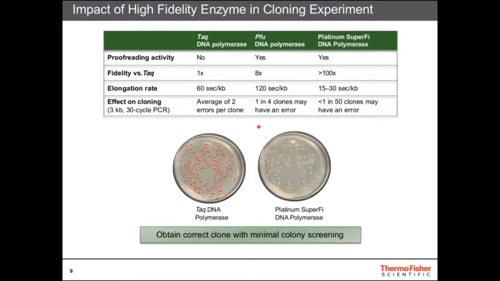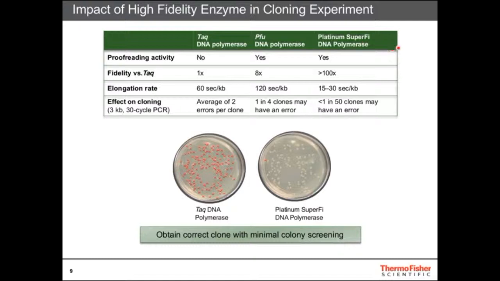Another high fidelity polymerase that's on the market is Pfu. It has an 8-fold fidelity increase over Taq, but as you can see, because it is a true proofreader, it has a very low processivity rate because it's very slow as it wants to make corrections to any mistakes within the DNA synthesis. So what we find, though, is about 1 in every 4 clones can potentially have an error. And this was all done with a 3 kb fragment and a 30-cycle PCR.